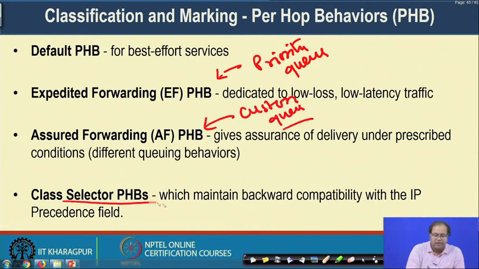And you can have the class selector per-hop behavior, which maintains backward compatibility with the IP precedence field. So, something like you can use weighted fair queuing to ensure fairness.